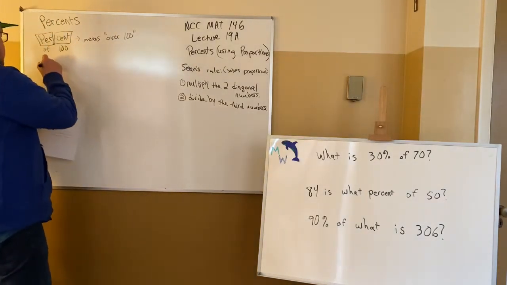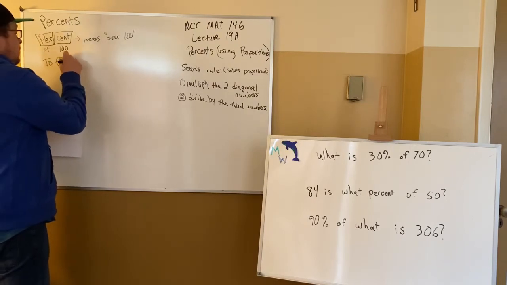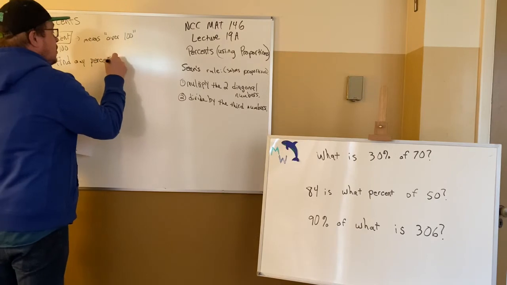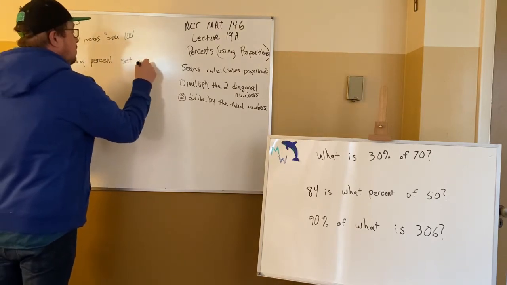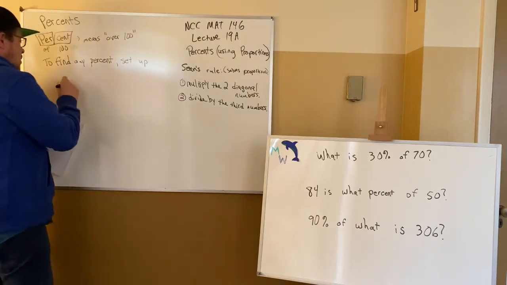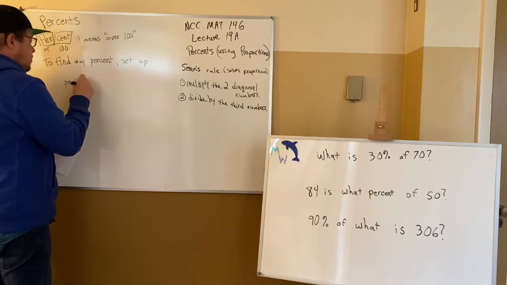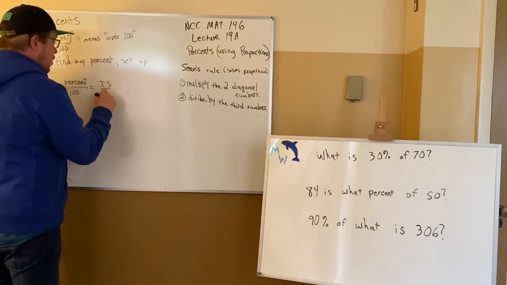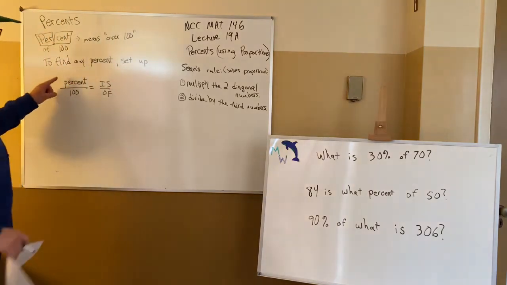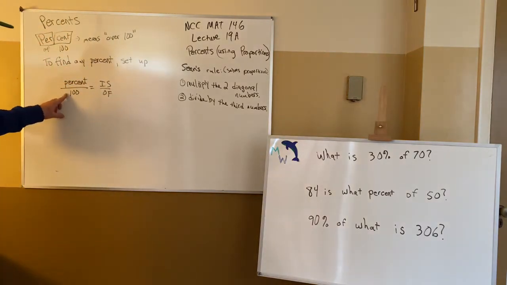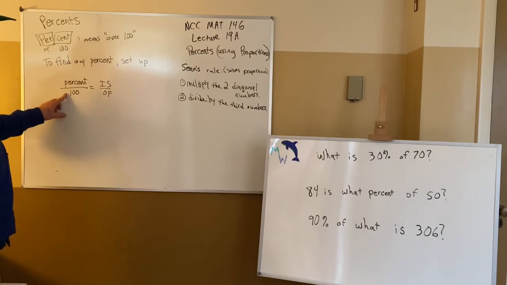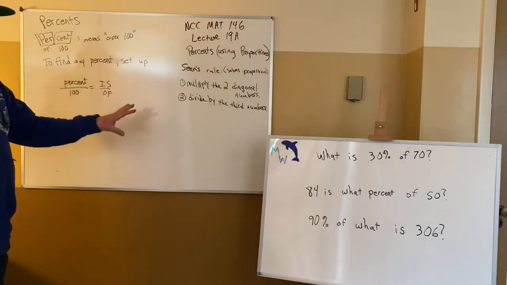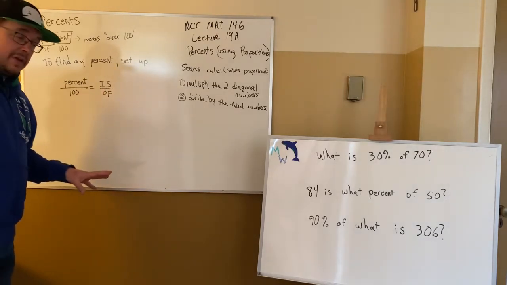Now to find any percent, using the proportion set up, percent over 100 equals is over of. So the percent always goes over 100. So this will not change. That will always be 100. But of the three things that are percent, is, and of, you must know 2 of them in order to have a problem that we can solve.